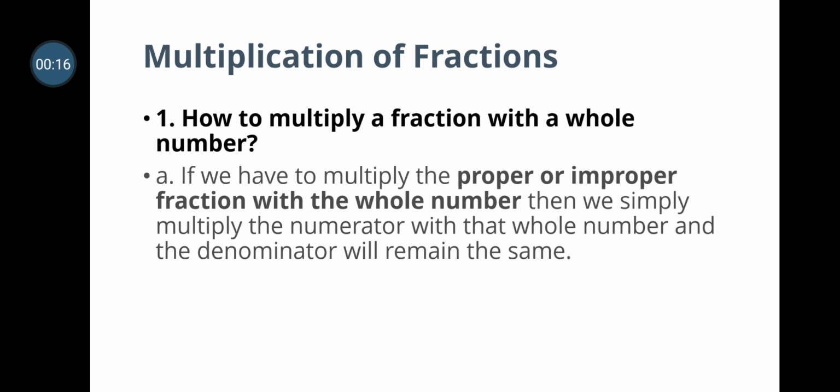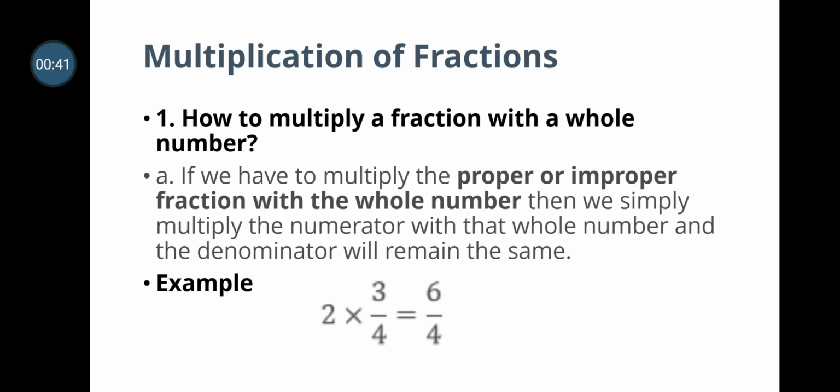If we have to multiply the proper or improper fraction with the whole number, then we simply multiply the numerator with that whole number and the denominator will remain same. So whole number and fraction, if we want to multiply, only the numerator and whole number should be multiplied and the denominator should be kept as such.